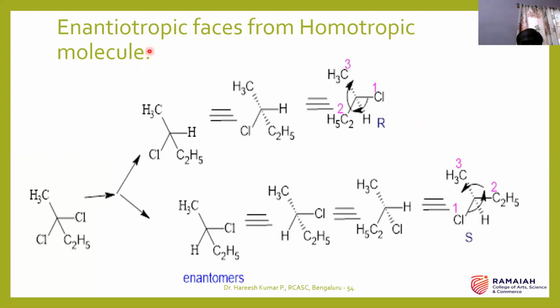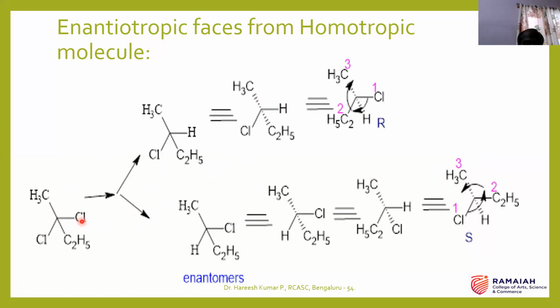So here you can observe that I'm using the terminology enantiotopic phases. That means you can consider that two groups are there here, Cl and Cl. If you replace one Cl, you will end up with one enantiomer. If you replace the other Cl, you will end up with another enantiomer. That is the reason this molecule is enantiotopic, and this phenomenon is called enantiotopic. Here there are homotopic and heterotopic. Why is it homotopic? Because two groups are the same. So this process is called enantiotopic, because you are getting enantiomers as the compound.